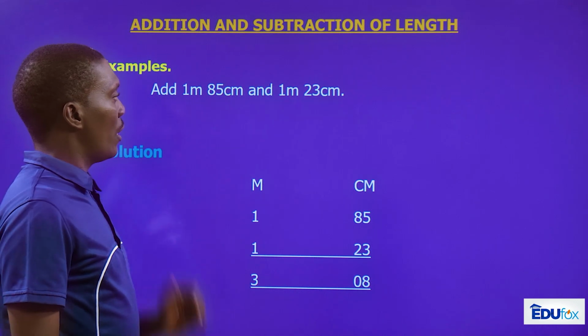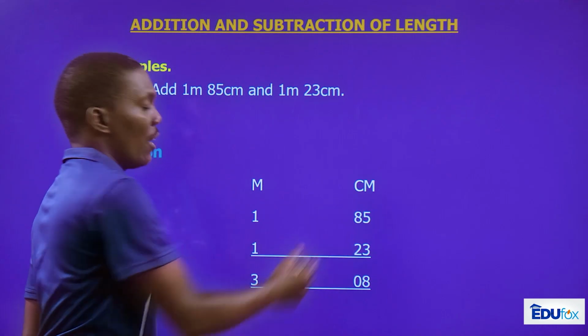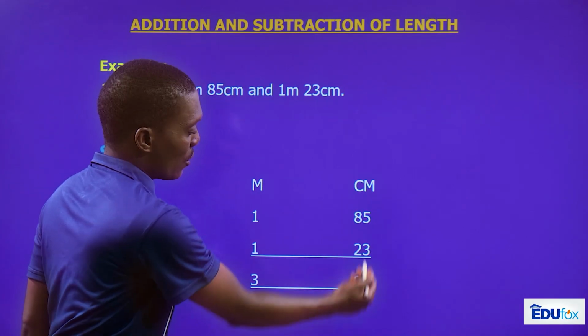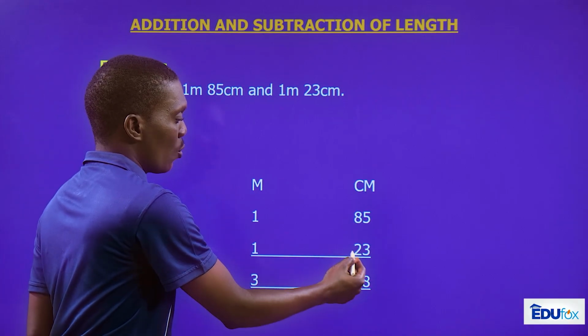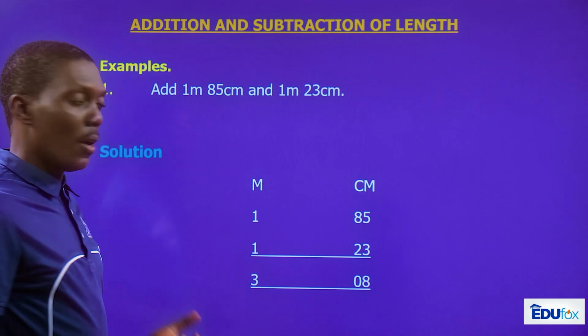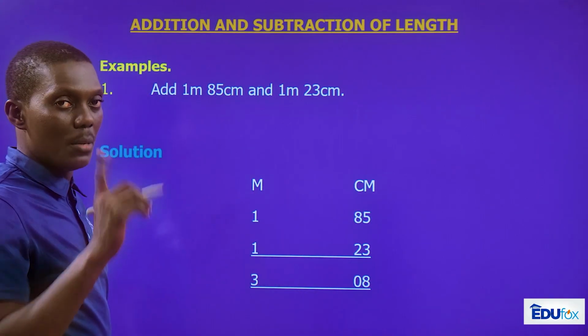So what we will do is we'll add the centimeter together, 85 plus 23. You can add that yourself. What does that give you? 108. If I add 85 to 23, it will give us 108. But we say that 100 centimeter make 1 meter.